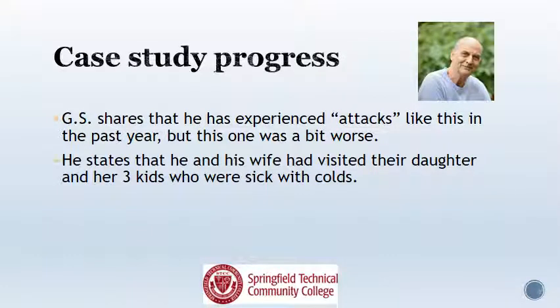So Gia says he's had attacks like this in the past year, but recently he had one that was a bit worse. He says that he and his wife had visited their daughter. Obviously, this is pre-COVID, when people used to visit each other. He visited their daughter and 3 kids who were all sick with a cold. So what likely happened? He caught the cold from the kids, and he had a very hard time breathing, because a minor cold for a healthy person can be a serious event for someone who has pre-existing lung disease. They need rapid treatment, they need antibiotics, and they probably need steroids.